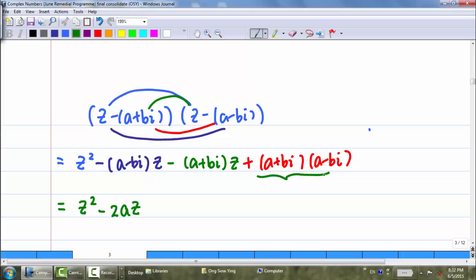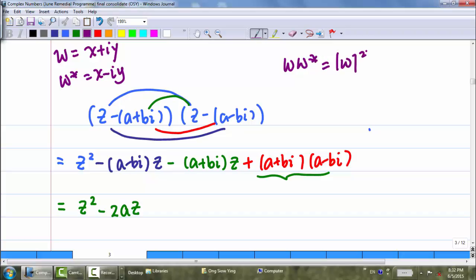Now, what is a complex number multiplied by its conjugate? This is an important property that I think you should take note of. When you have a complex number multiplied by its conjugate, if you can still remember what you have learned, let's say W is equal to x plus iy, and your W conjugate will be x minus iy. When you multiply W and W conjugate together, you get mod of W squared. And how do you find the modulus of a complex number?